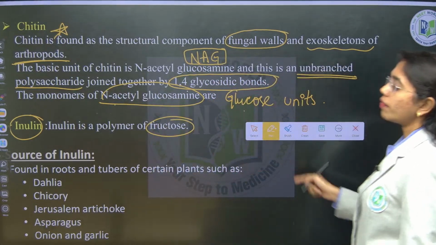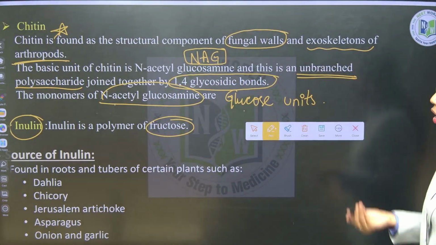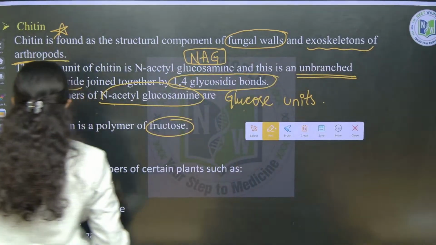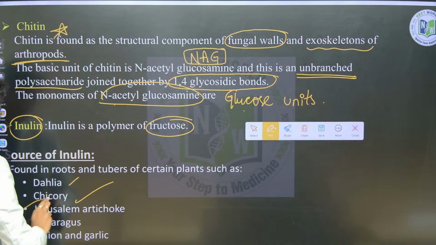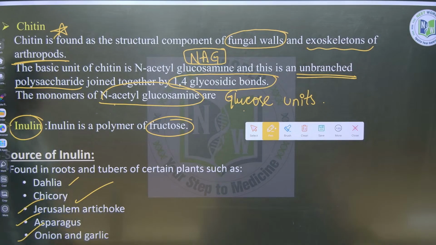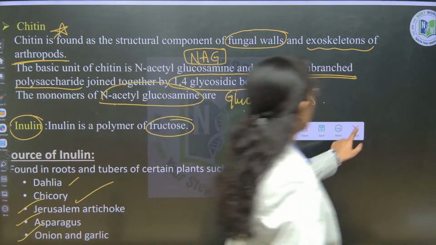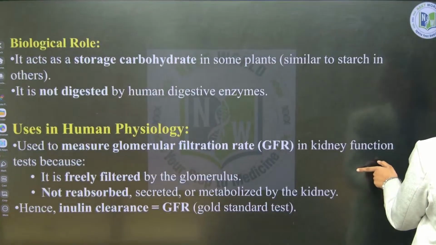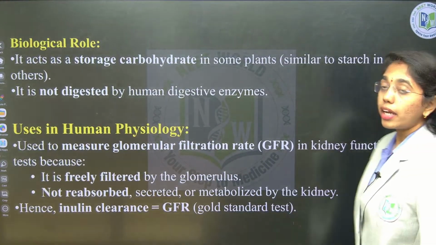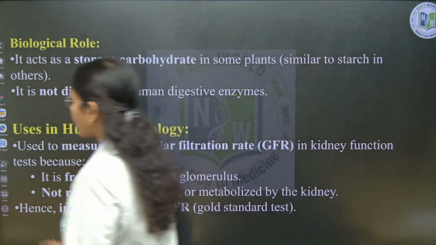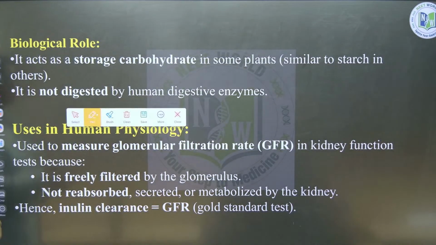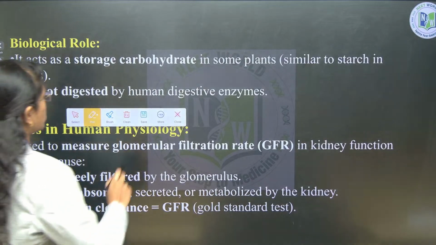The source of inulin is found in roots and tubers of certain plants like dahlia, chicory, Jerusalem artichoke, asparagus and onion and garlic. These are the sources of inulin. Next, biological role. Inulin acts as storage polysaccharide. Remember, inulin acts as storage carbohydrate in some plants.